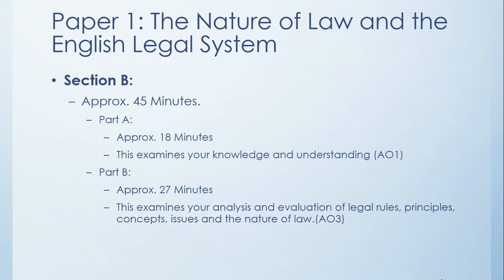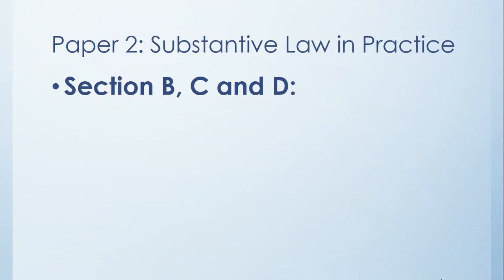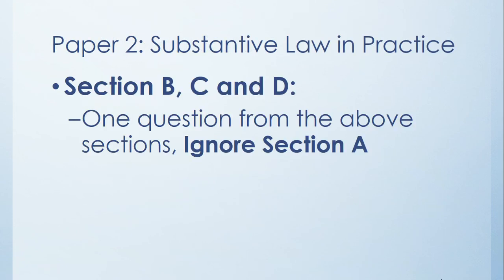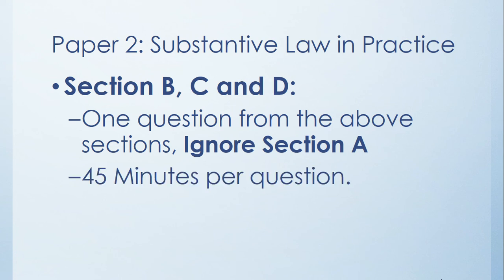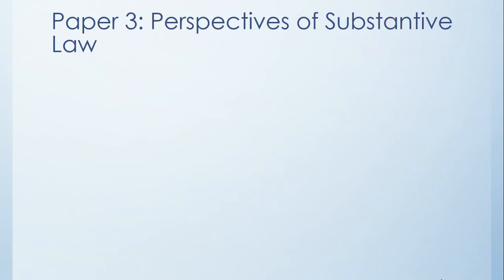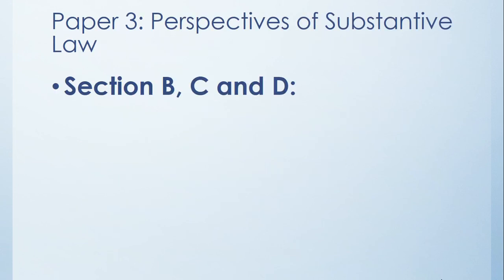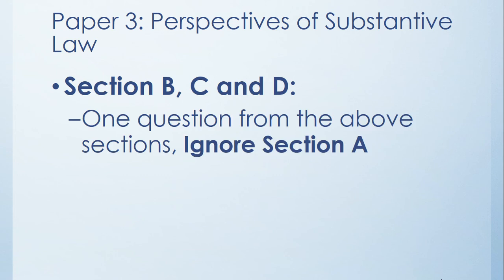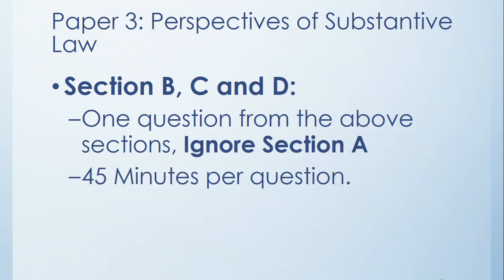If you're entitled to extra time, you need to add your percentage on top of this as well, and if you want to come see me, I can add that on for you and give you an overview individually. Paper 2, section B, C, and D, you will choose one question, you will ignore section A, and you'll spend 45 minutes per section. These are scenarios. And paper 3, you will choose again B, C, and D, one question from each of these sections. You will ignore section A, and you'll spend 45 minutes per question here.